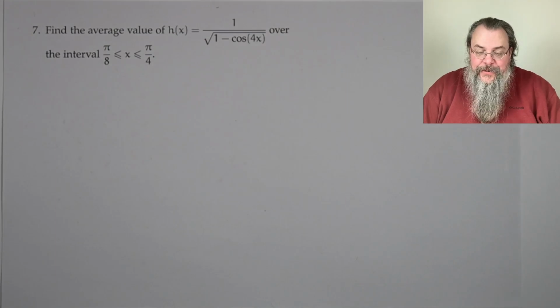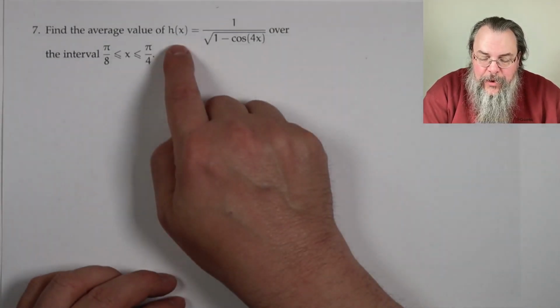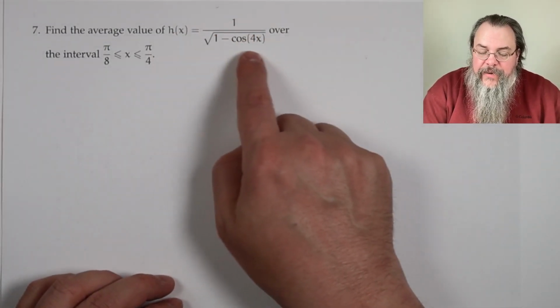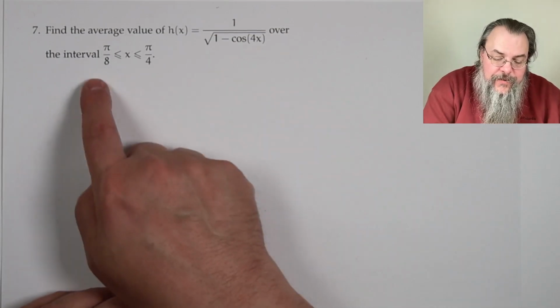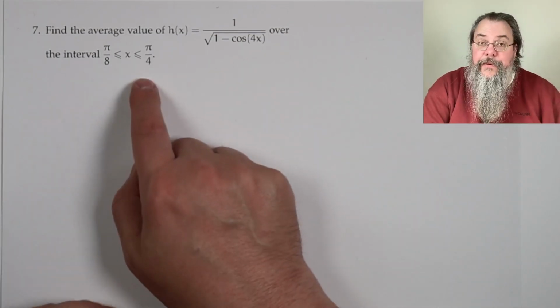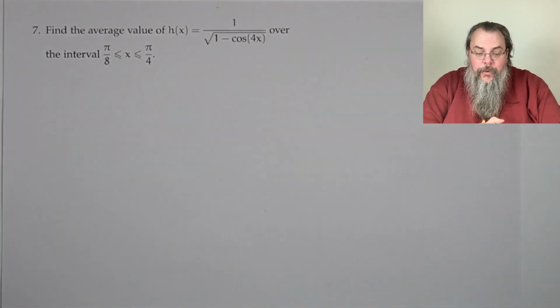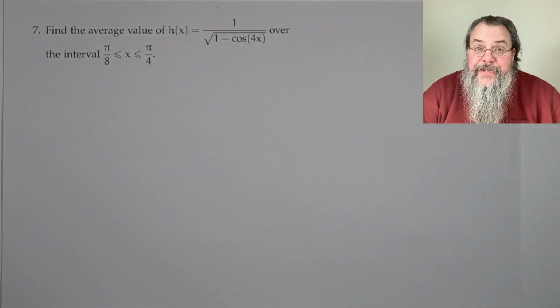Find the average value of the function h of x, which is 1 over the square root of 1 minus cosine 4x, over the interval pi over 8 to pi over 4. Okay, well, this is going to be interesting.